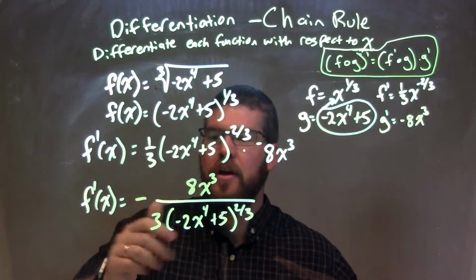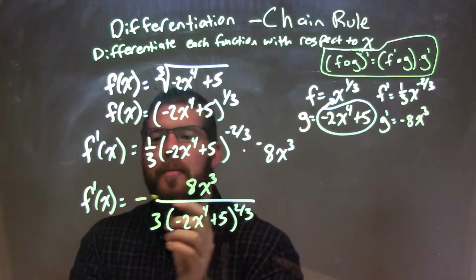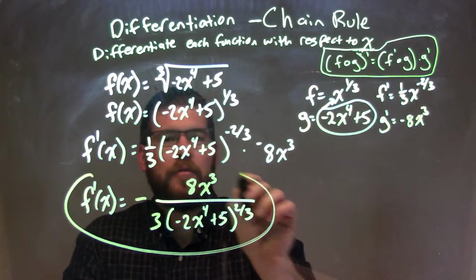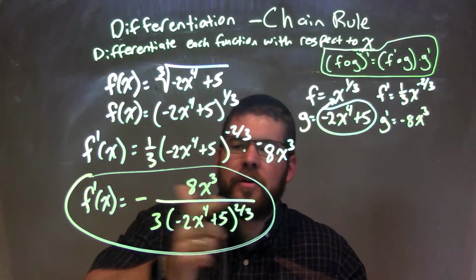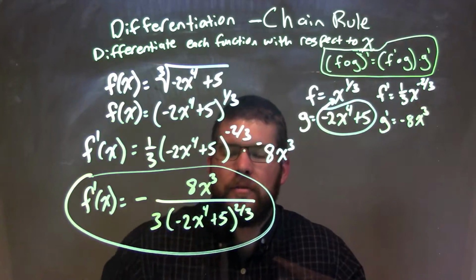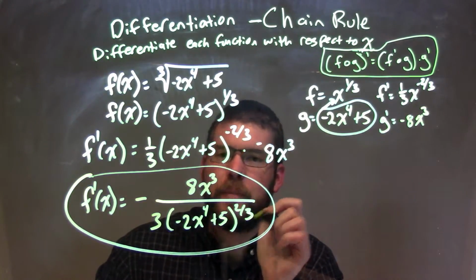And there we have it. We kind of simplified as rearranged, nothing really eliminated. And we have our derivative, f prime of x, is equal to negative 8x to the third all over 3 times negative 2x to the fourth plus 5, all to the positive, or that parentheses to the positive 2/3 power.